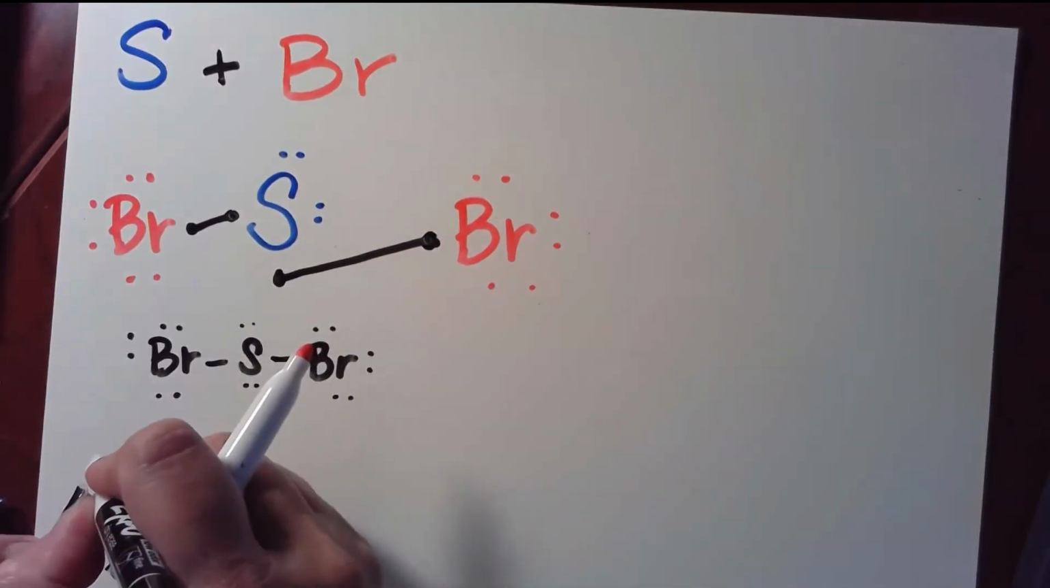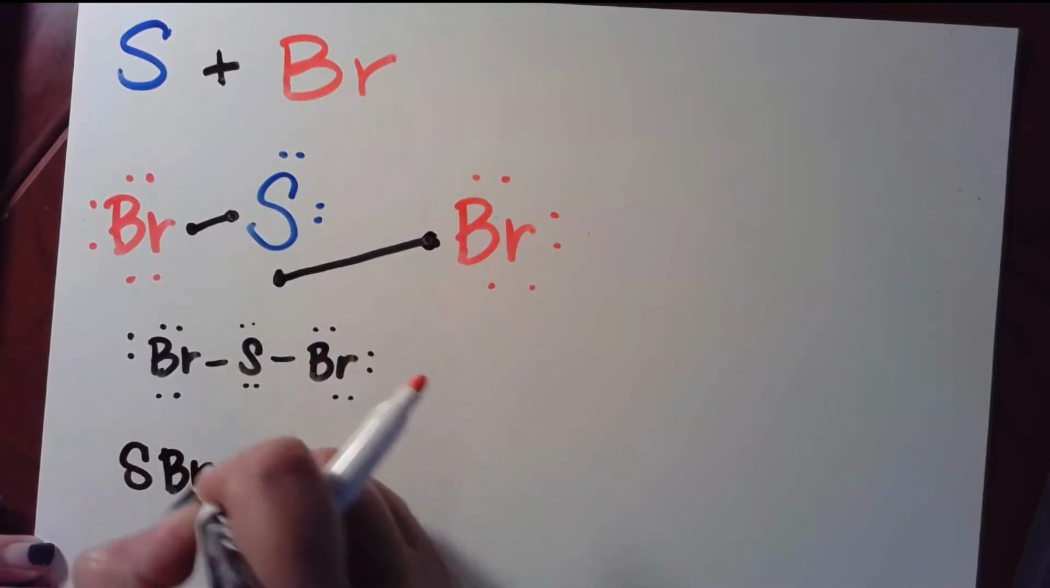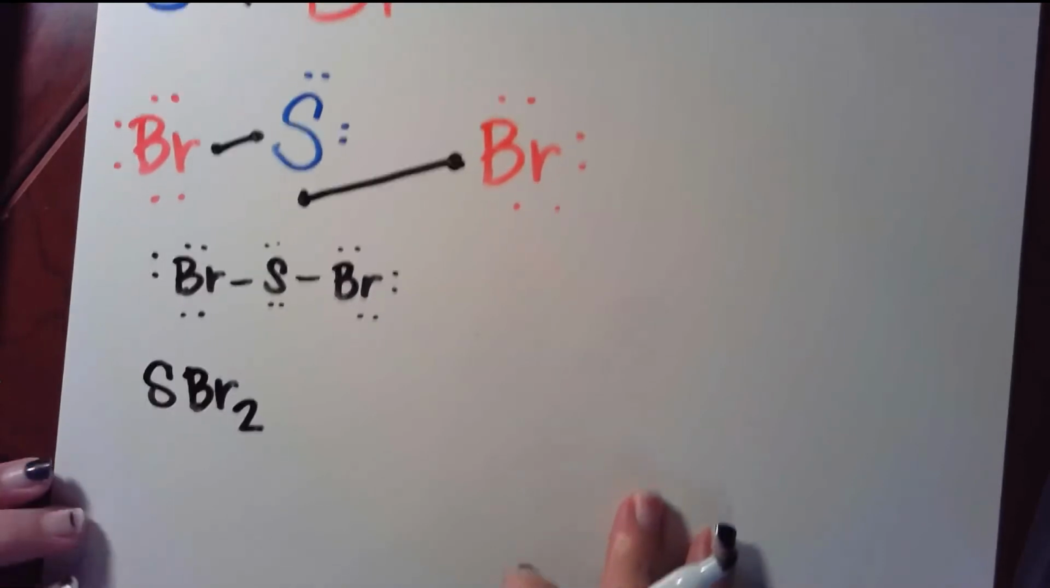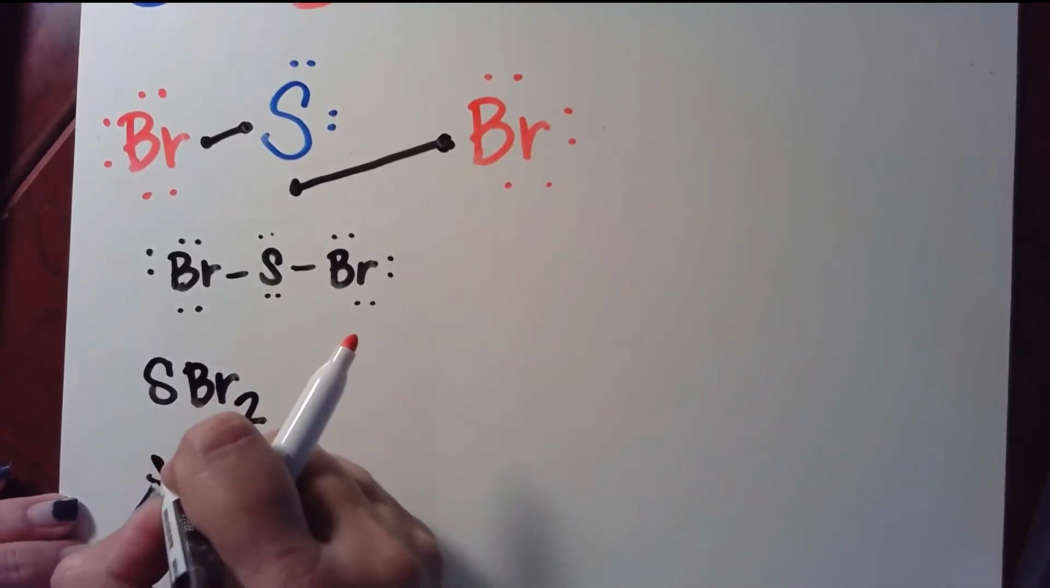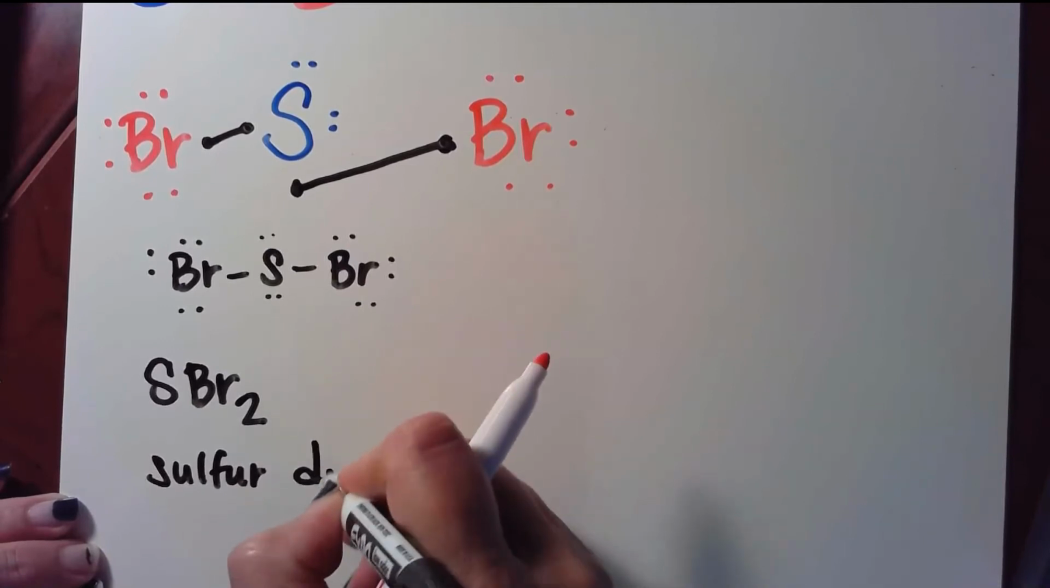And so the formula would be SBr2, and then we would name this sulfur dibromide.